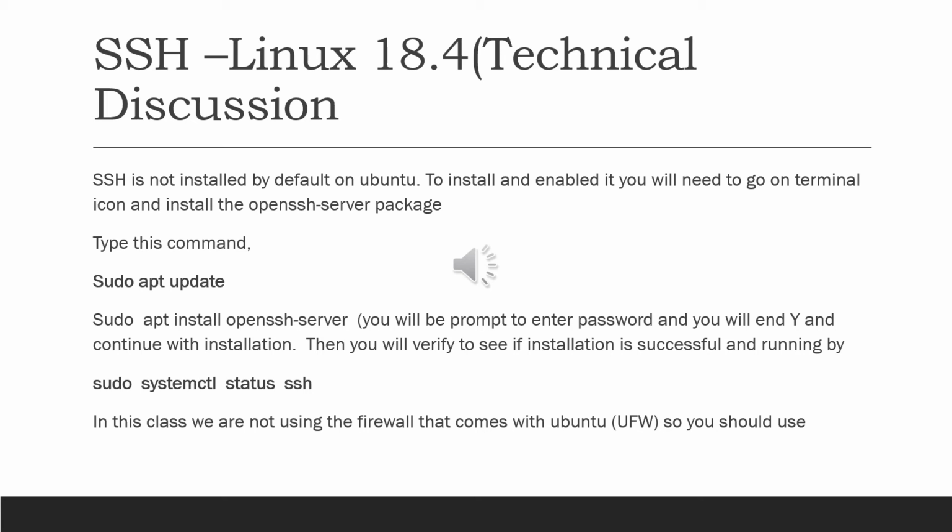In this slide, I'll talk about the technical aspect of SSH in Linux, Ubuntu 18.04. SSH is not installed by default on Ubuntu. We have to install and configure it. To install the OpenSSH server package, we will type the following commands: sudo apt update, then sudo apt install openssh-server, and you'll be prompted to enter your password.